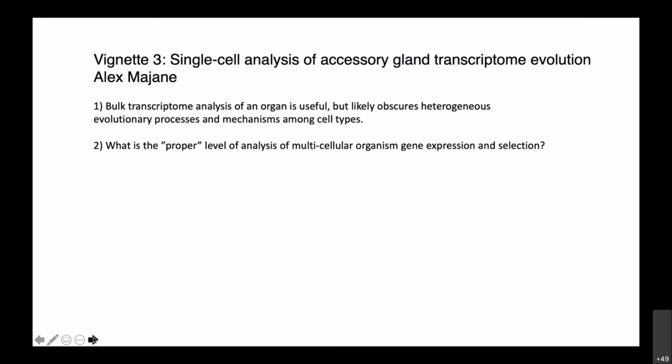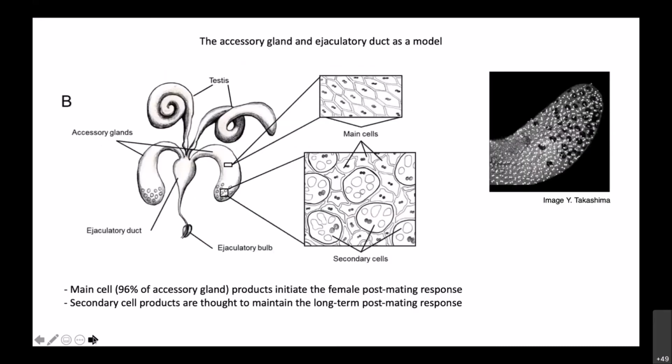So I want to remind you, tell you something about the accessory gland that I didn't mention earlier, which is that it's a simple gland, which I did mention. It's composed primarily of two cell types: the main cells, which are the vast majority of cells, and the secondary cells, which are found at the tips of the glands. Very, very rare compared to the main cells. They're morphologically distinct.